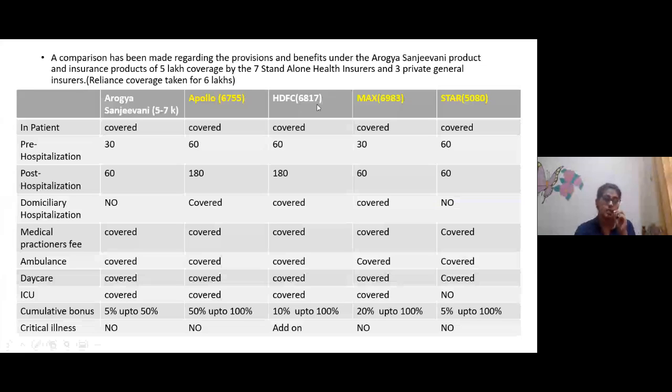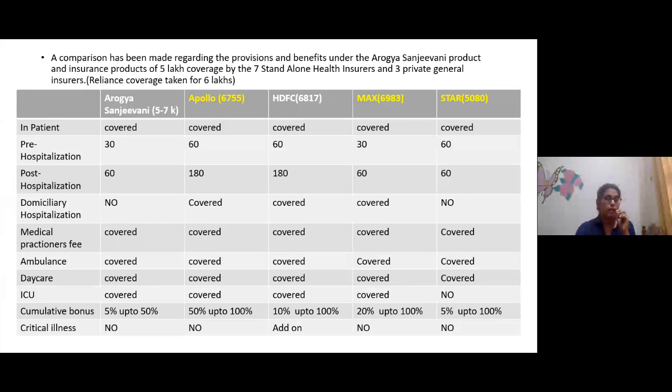What we can see is, and the bracket is the premium. I've calculated the premium by taking an average of first, second, and third tier cities for a male in the age category of 40 to 60. And the hospitalization coverage is provided in all these 11 policies that have been mandated by now, so it's covered.